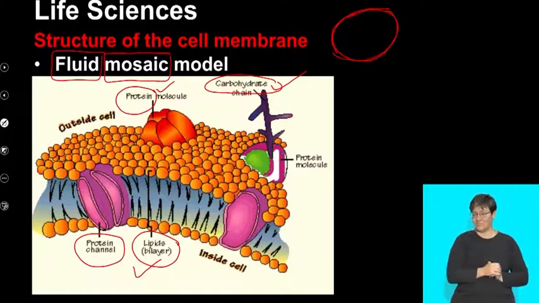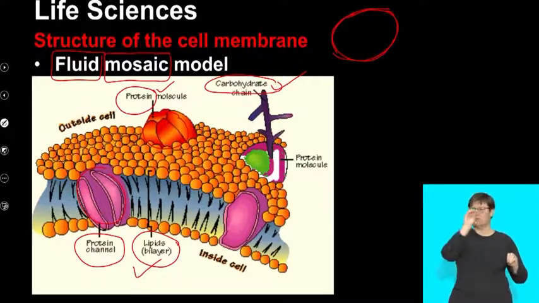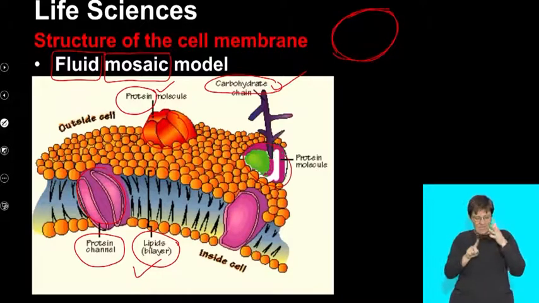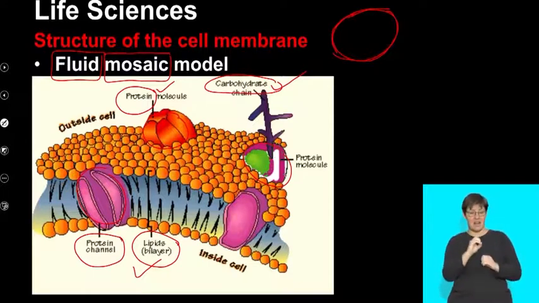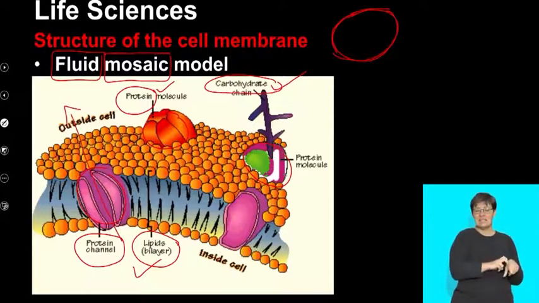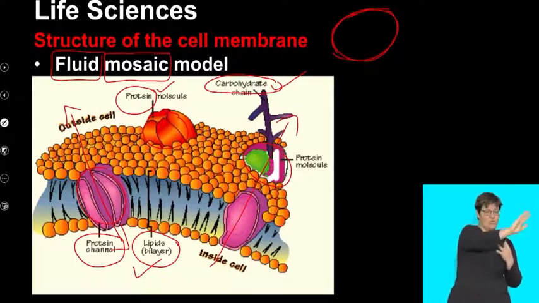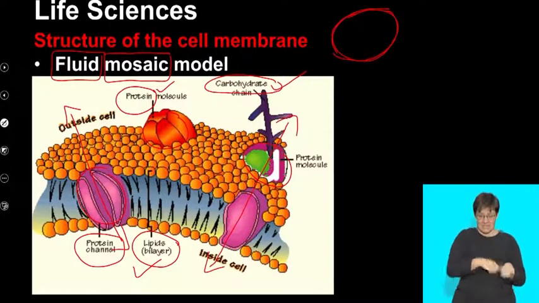And I put them all together. I put them all together. That's what a mosaic is. A mosaic is putting all these different parts together to come up with a structure. Now, what we need to do is that things need to move in and out of a cell. So we've got to have a way in which things can move in and out.